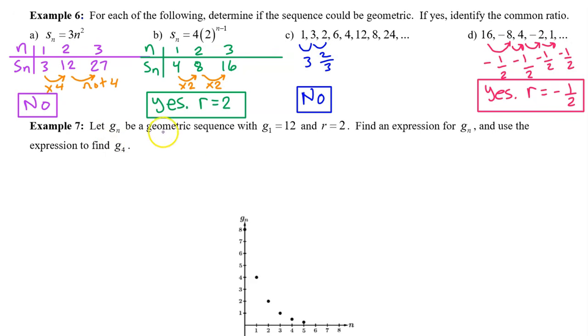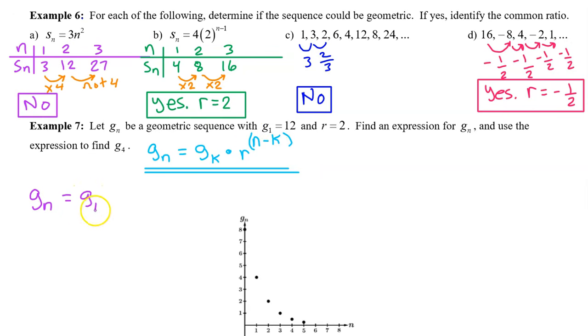Example 7. Let Gn be a geometric sequence where G1 equals 12 and R equals 2. Find an expression for Gn and use the expression to find G4. Remember, here's the model for a geometric sequence. So we can find an expression for Gn using the given value G1. That's our GK. So G1 times the common ratio of R, which is 2, I'm going to put that in parentheses, to the n minus k power. So that'll be to the n minus 1 power.